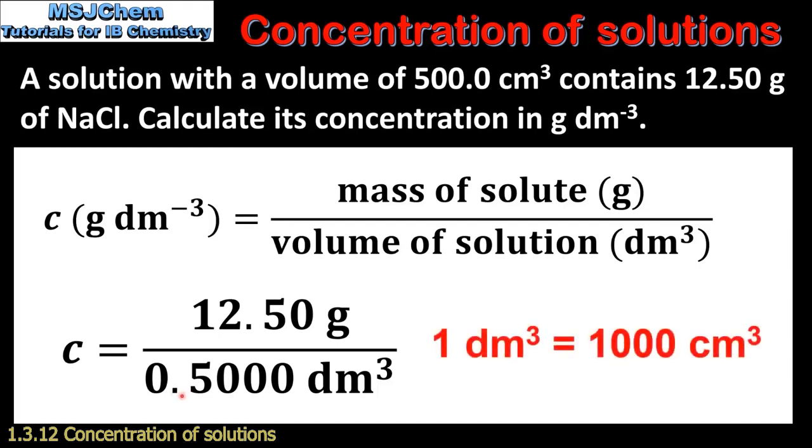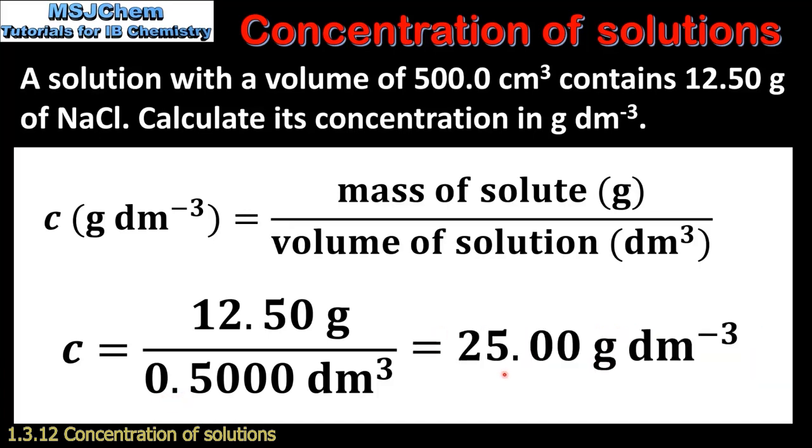Because the concentration is measured in grams per cubic decimeter, we need to convert cubic centimeters to cubic decimeters. To do this, we divide the volume in cubic centimeters by 1000. So 500 cubic centimeters is 0.5 cubic decimeters. So when we divide the mass of sodium chloride by the total volume of the solution, we get a concentration of 25.00 grams per cubic decimeter.